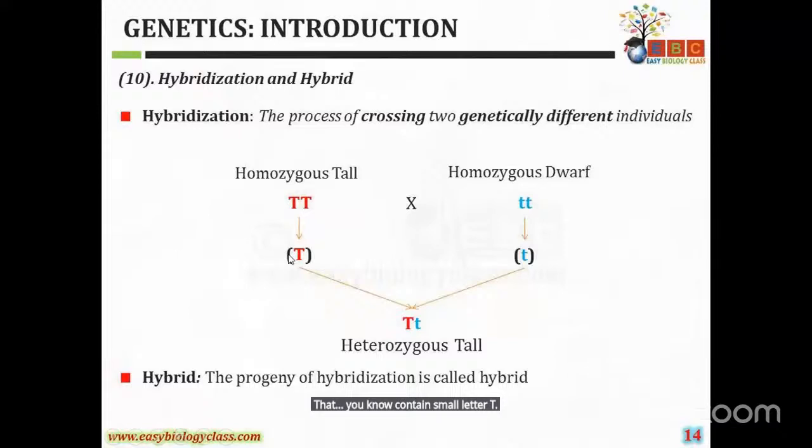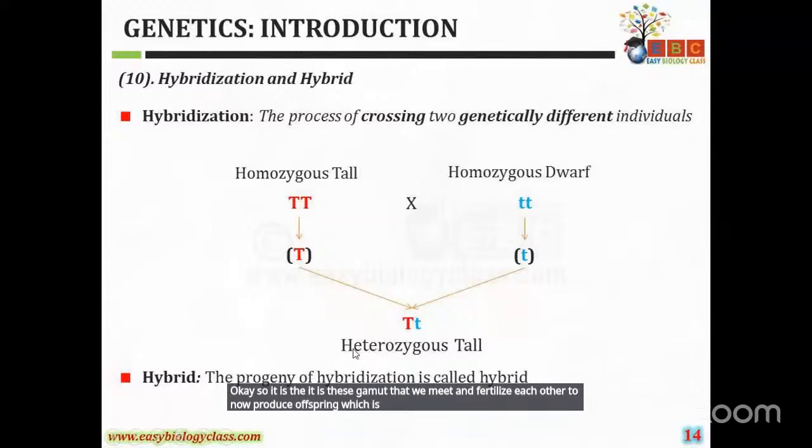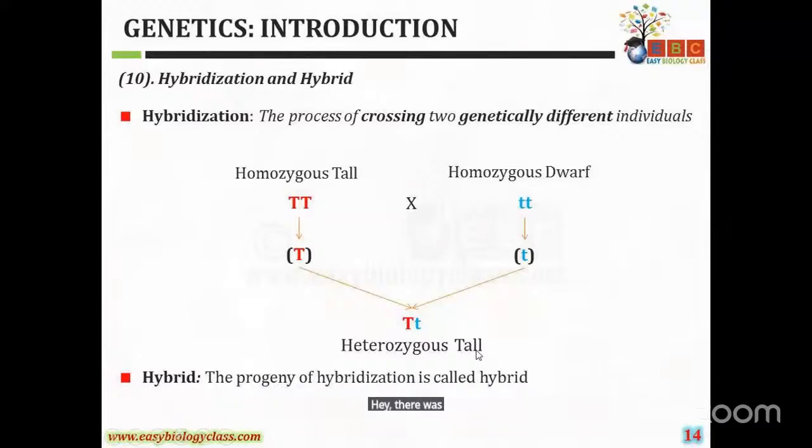Okay, so it is these gametes that will meet and fertilize each other to now produce offspring, which is capital T small t. And that capital T small t is heterozygous tall. Heterozygous tall.